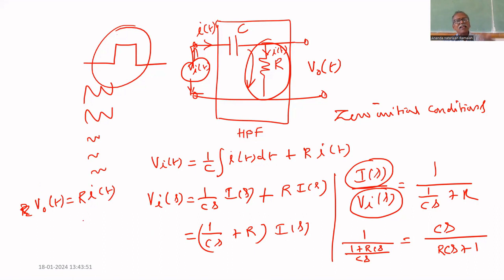So I can find another transfer function. If I know one equation, I can find the transfer function. Input is I of t, output is V naught of t. Output by input is the transfer function. First, let us take the Laplace transform. Assuming zero initial condition, V naught of s equals R I of s. Output by input: output is V naught of s, input is I of s. That's why you are getting a transfer function called R.